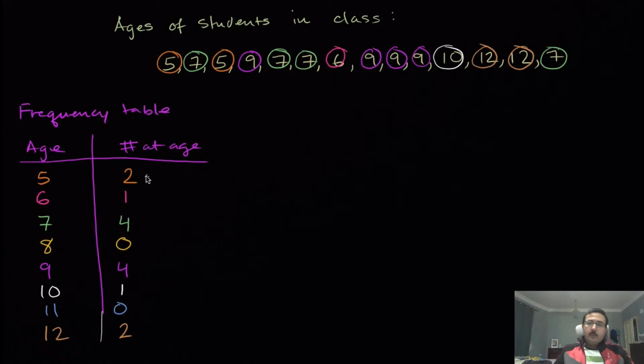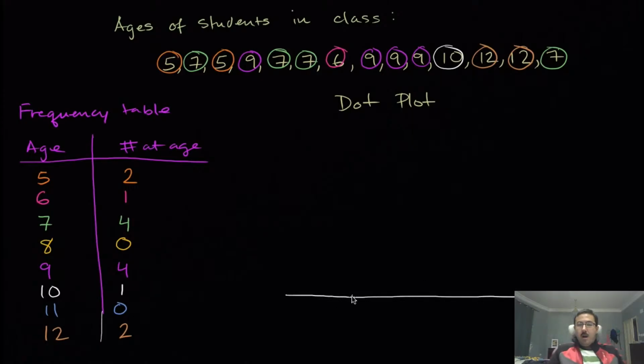Now, a way to visually look at a frequency table is a dot plot. So let me draw a dot plot right over here. In a dot plot, we essentially take the same information and think about it the same way, but we just show it visually. So in a dot plot, we have the different age groups: 5, 6, 7, 8, 9, 10, 11, and 12.